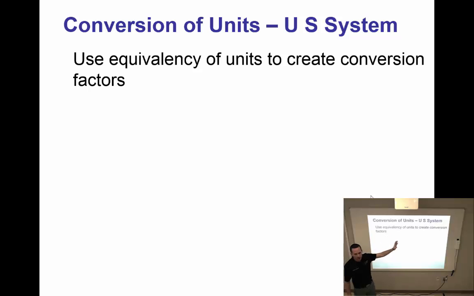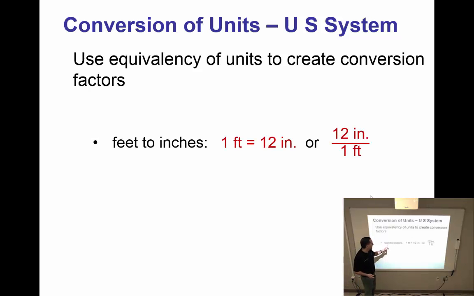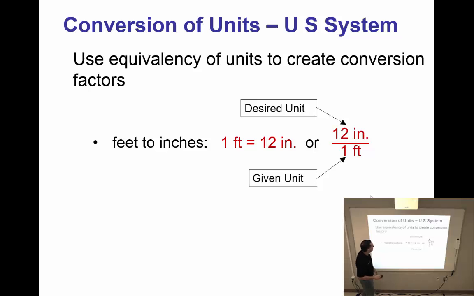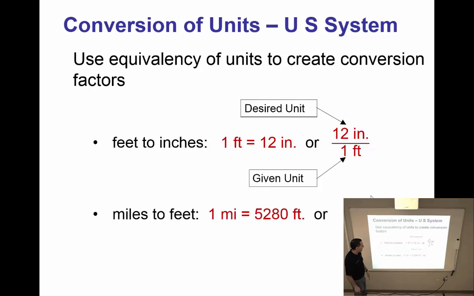All right, so let's talk about the US system now. We did conversion in SI, which is really simple because it's based on powers of 10. I can slide the decimal one way or the other to do the conversion. When we do the US system, you actually have to know what the conversion factor is. And you probably know most of them, right? Most of you know that if I'm converting from feet to inches, 1 foot is equal to 12 inches, and I can write my conversion factor as 12 inches over a foot. Again, desired units are in my numerator, given units in the denominator.